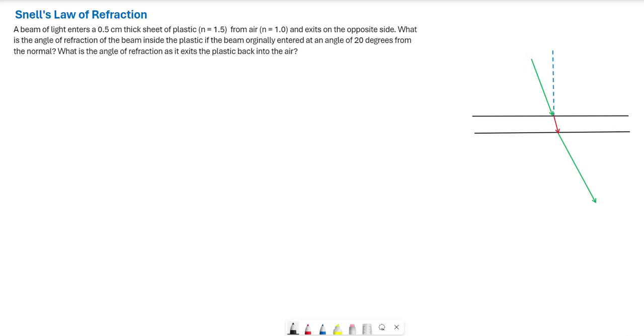In this video, we're going to do an example using Snell's law of refraction. Over here we have an incoming ray of light, and then it gets refracted at the surface, and then it's refracted again when it leaves that material. So let's do a quick review of Snell's law before getting into this problem.